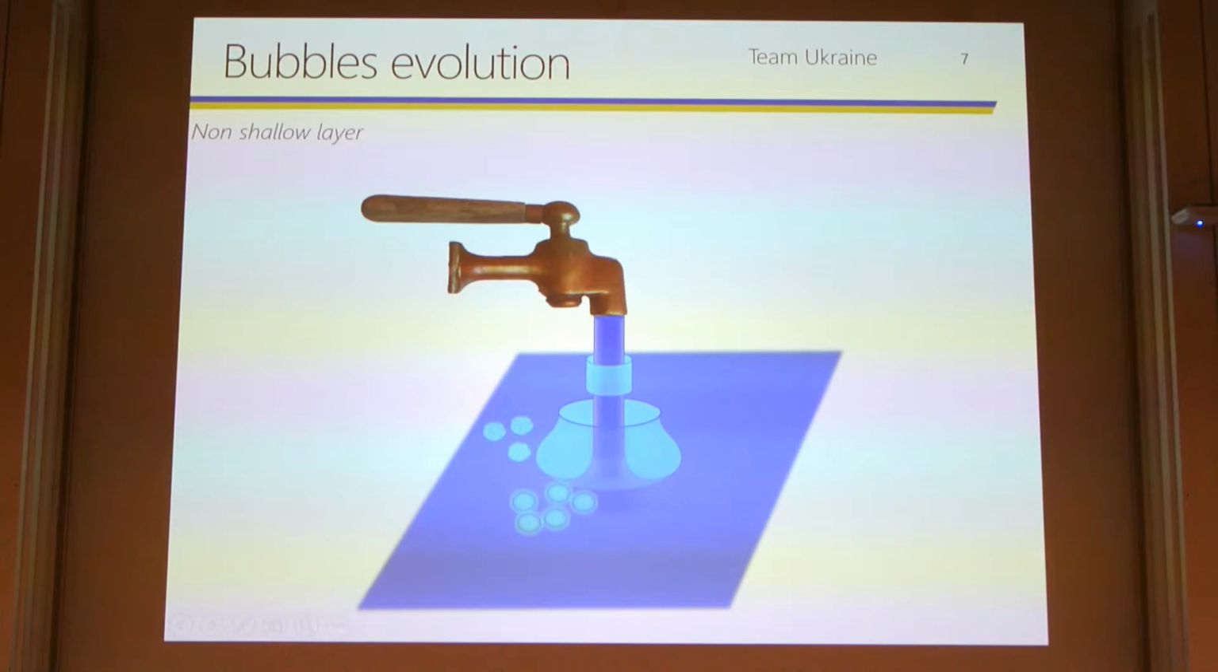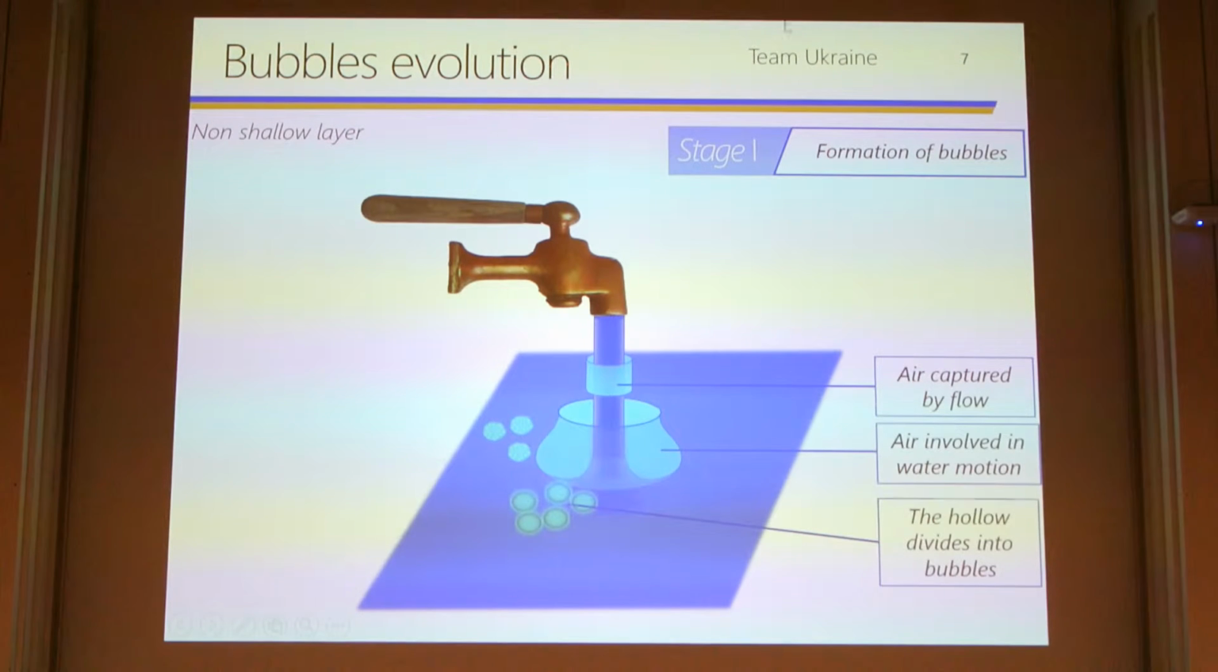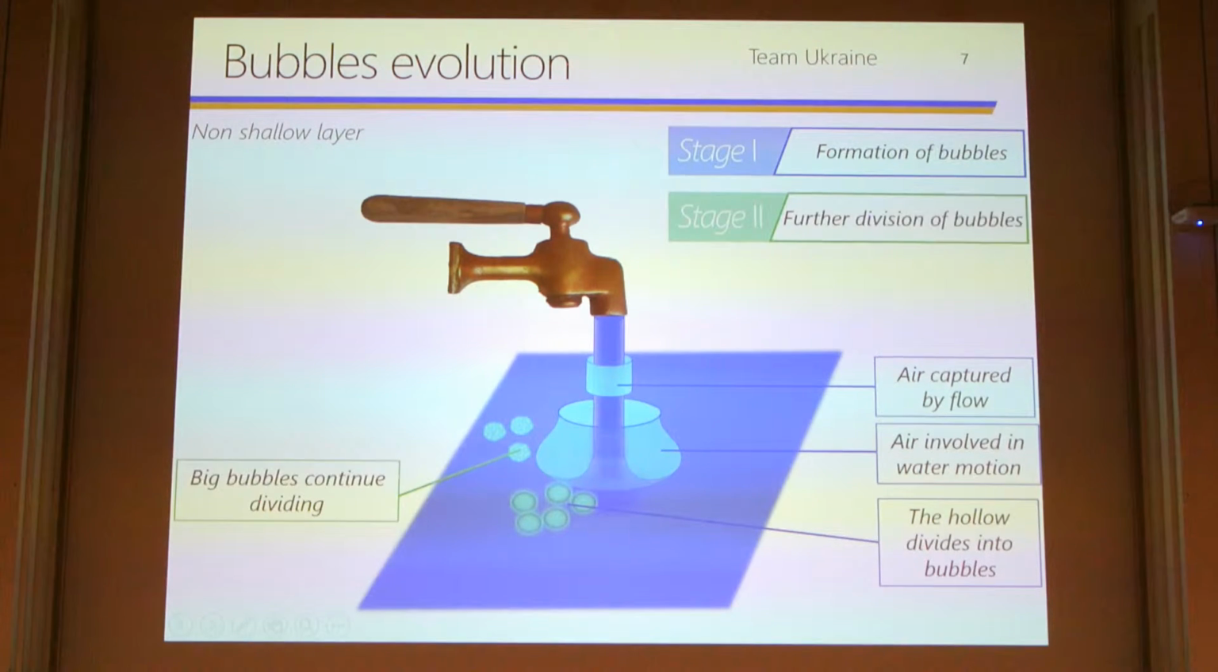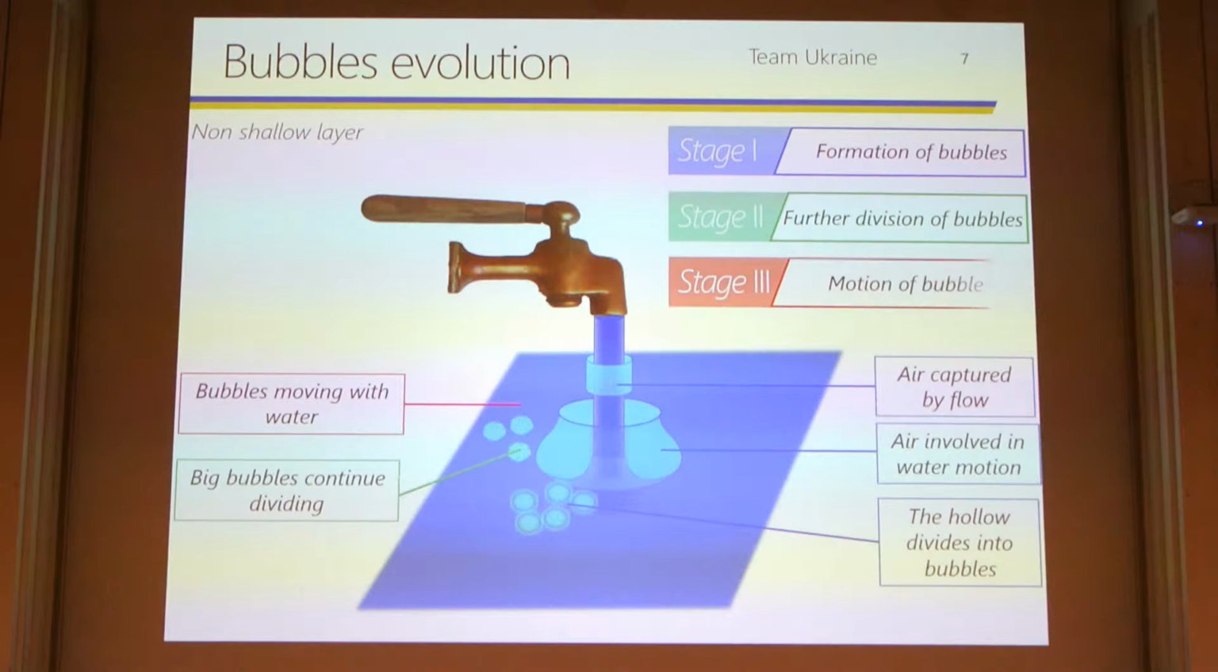So, how are these bubbles created? When a jet flows, it captures air within. Then this air is involved in water motion, and it creates torus-like structures. These structures divide due to instability, and the characteristic time of this instability is quite small. Then these bubbles continue dividing because they're quite big, until they become stable enough. And after this division, they continue moving with water. We'll investigate it further.